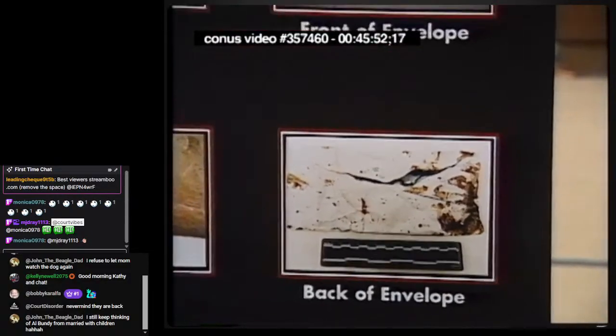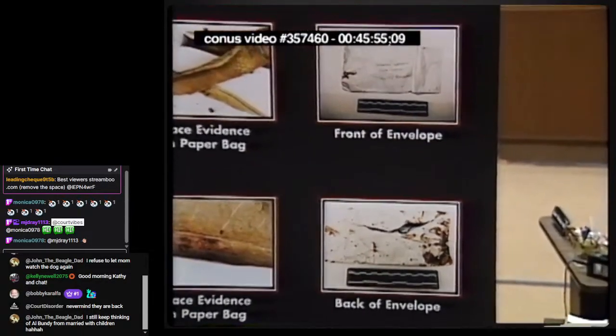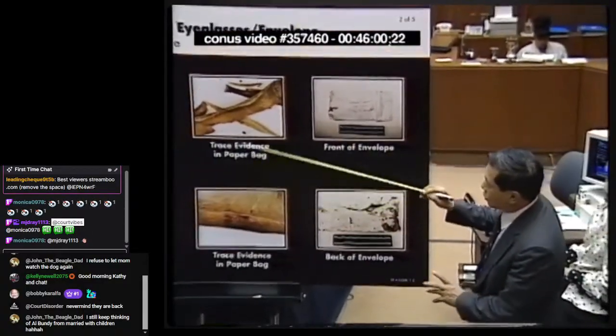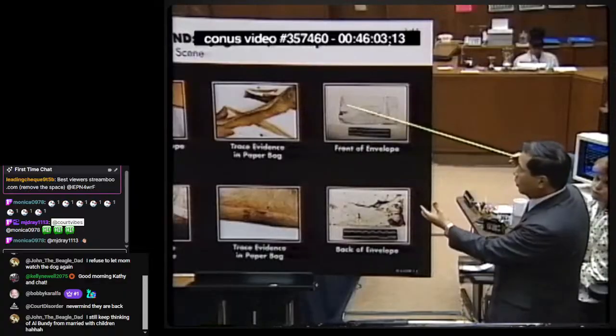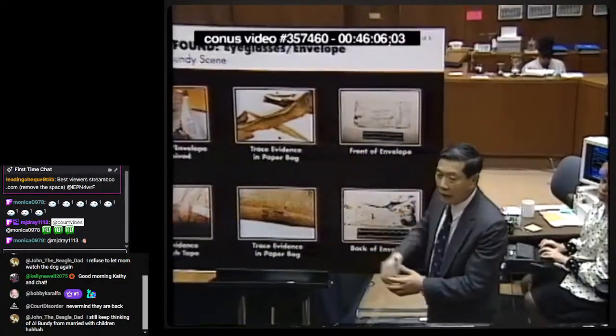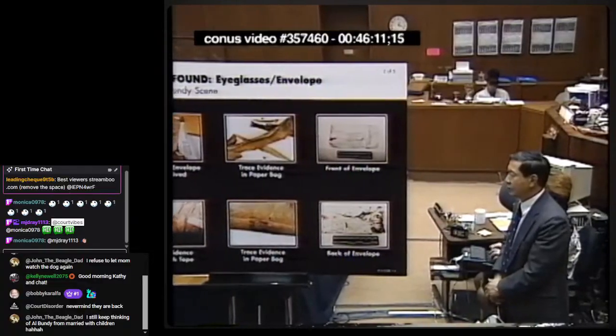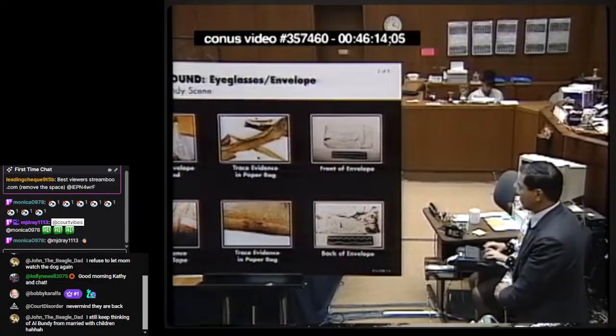Any other observations with respect to this? Basically, at one point in time, those materials were probably collected with the envelope together and placed in a brown paper bag. Speculation, motion to strike, no foundation, personal knowledge.